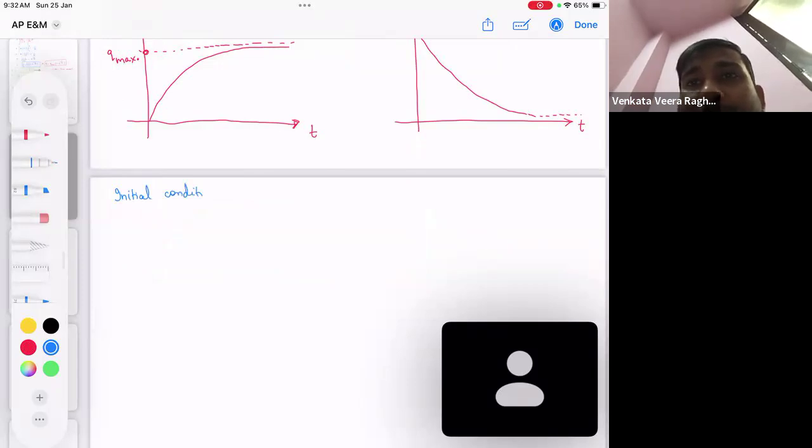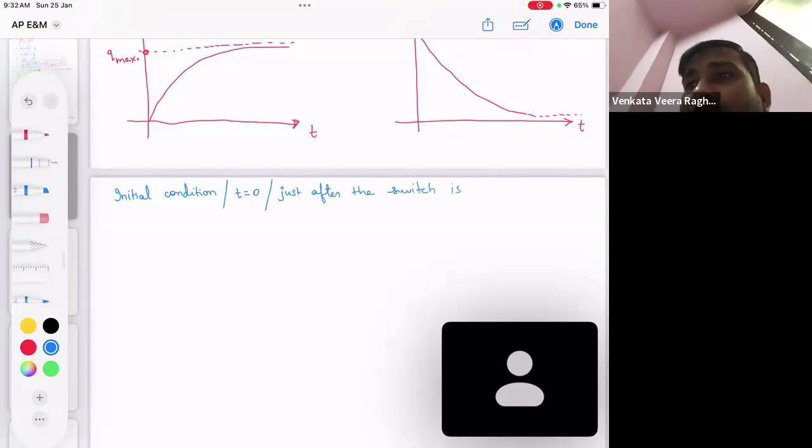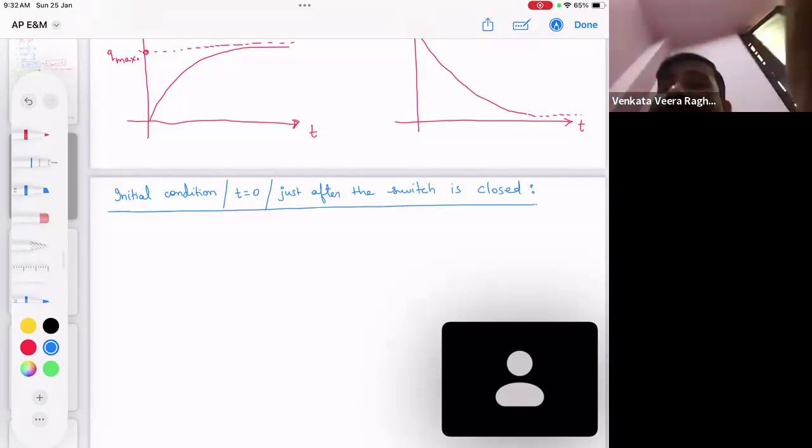Okay, initial condition, or sometimes it will say t equal to 0 condition, or sometimes the question will use "just after the switch is closed." Understood? The meaning is what? That t equal to 0. T equal to 0 means what? Initially the circuit is open, no current, nothing is flowing in the circuit.